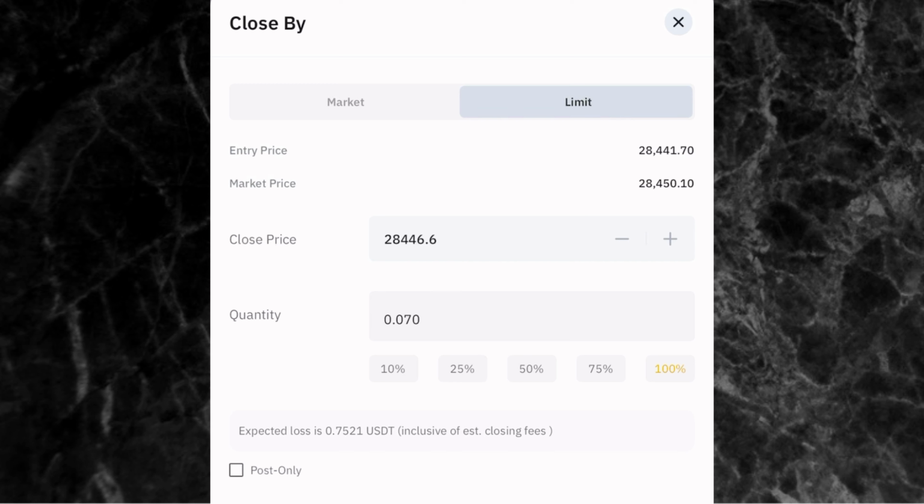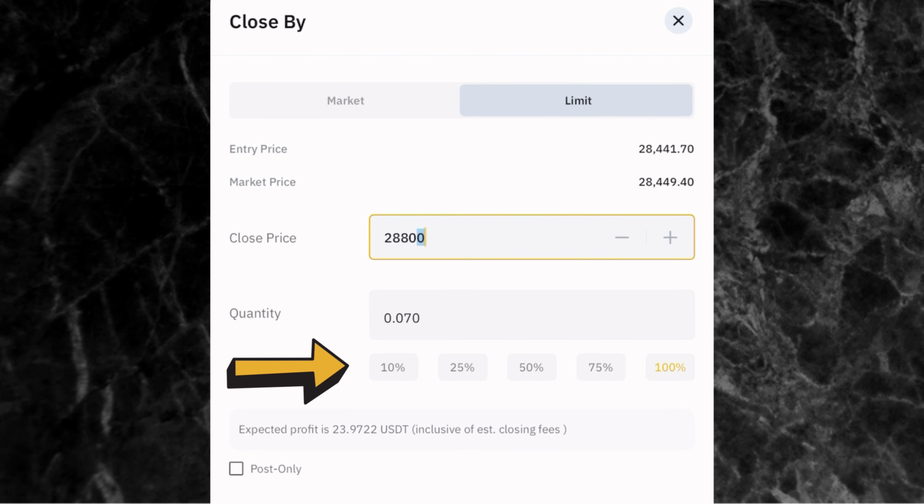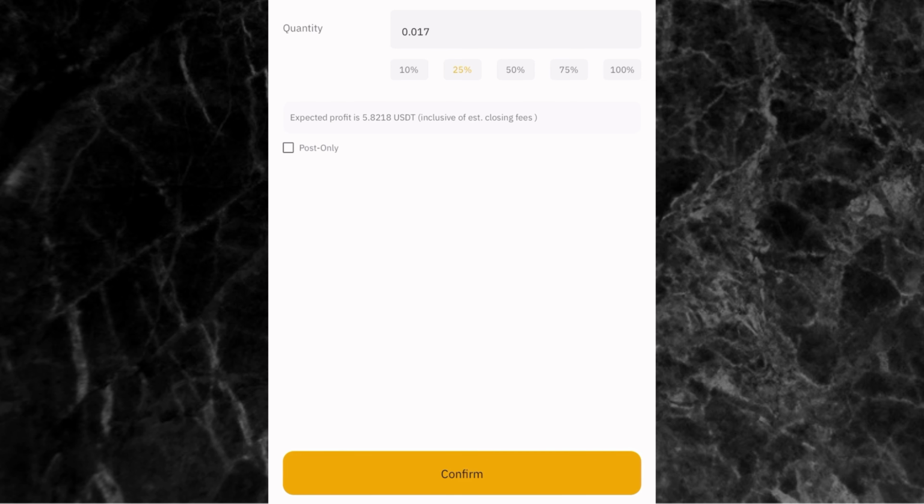Now, the first take profit level is 28,800. To put that, you come and put it where you have close price. So, you take this price and change it to 28,800. That's your take profit one. And when you have this percentage, you put in the percentage of profit you want to take for the first take profit level. So, let's say for the first take profit level, you want to take 25% profit. You click on 25% right here, and then once you click on it, you come to the bottom side of the screen and click on confirm.